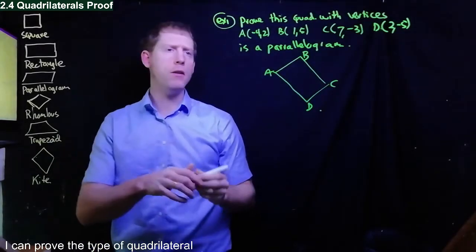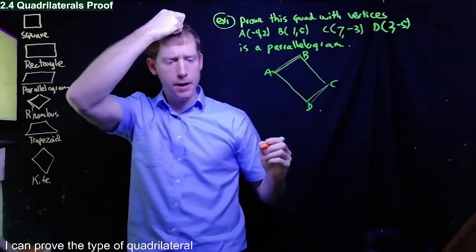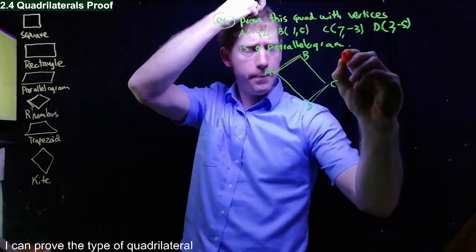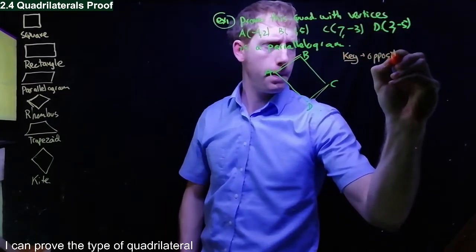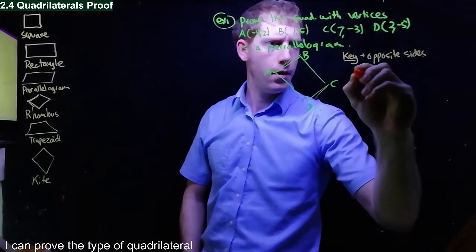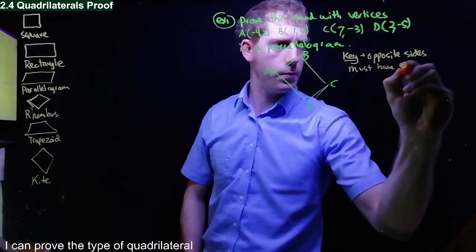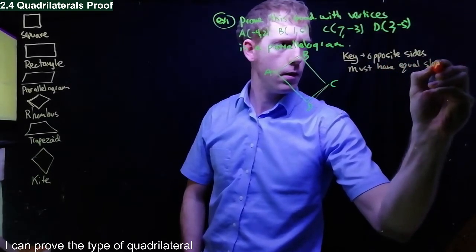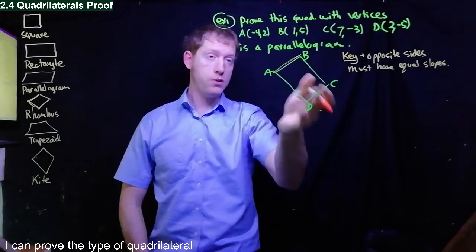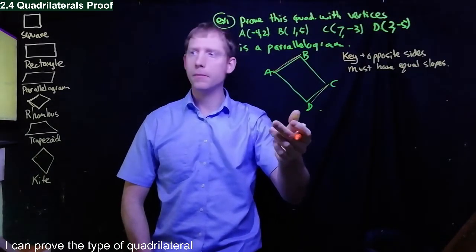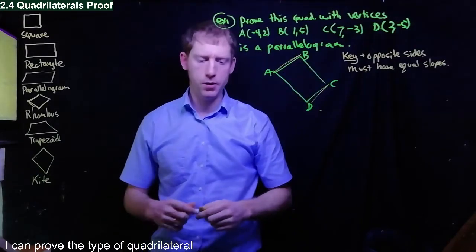Well, we know in a parallelogram the opposite sides must be the same. So we need to know the key property. So write it down: key property. The key that we need to prove is opposite sides must have equal slopes. Okay? So if we have equal slopes, then it's a parallelogram. Also, the distances will be the same too.